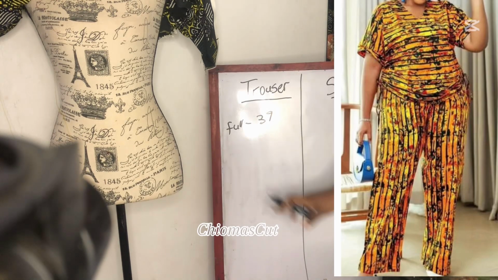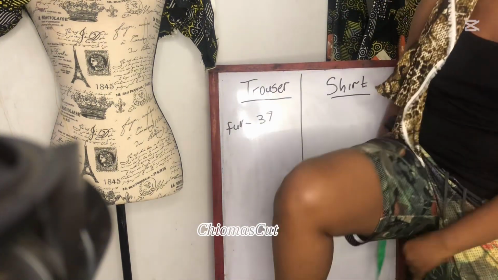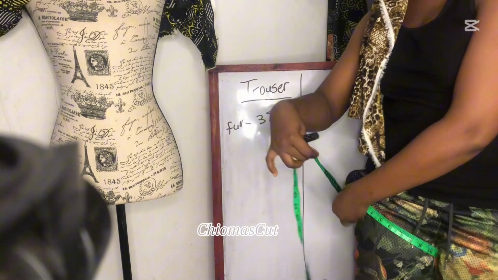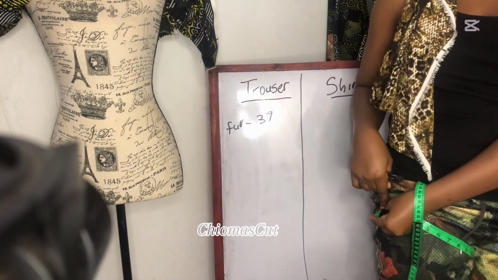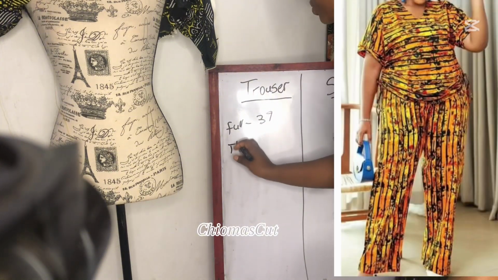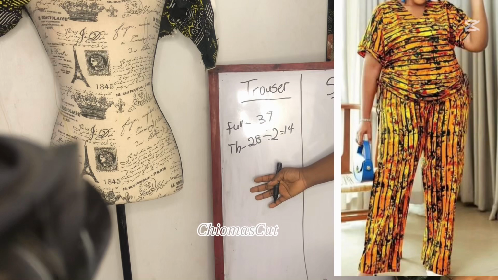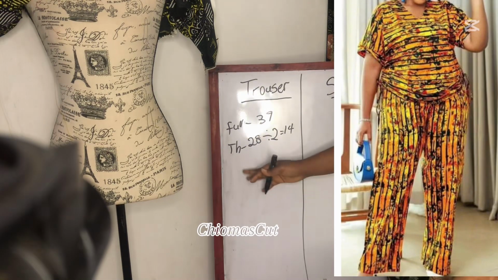Now, after you take the full length of the trouser, you will now take the thigh measurements. This is your leg, right? You pass it through like this, and then you measure. The thigh measurement is 28. So for thigh, I'll just write TH. If the thigh is 28, we're going to be dividing this 28 by 2, and it will give us 14. So whatever measurement you are using for the round leg, always divide it by 2.